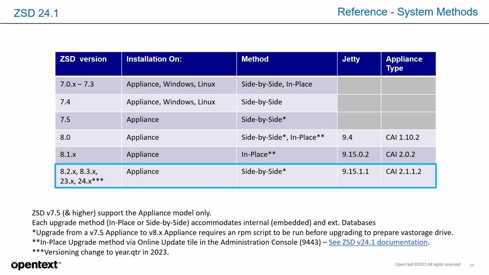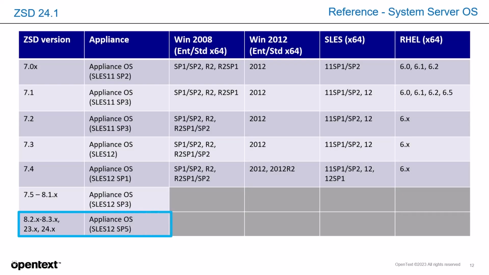These are some detailed slides about system methods, what kind of methods we use, what kind of Jetty and appliance types we're using. So this is more of a reference for you as we go through these particular slides. This one is the system methods, and obviously it's a side-by-side that we're trying to go to. Next is our system server OS. You can track the OS this way.